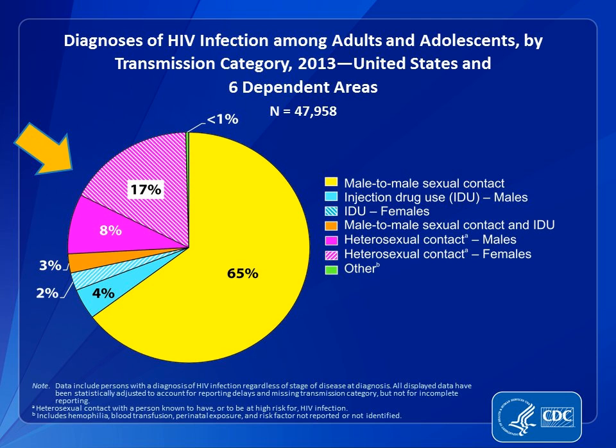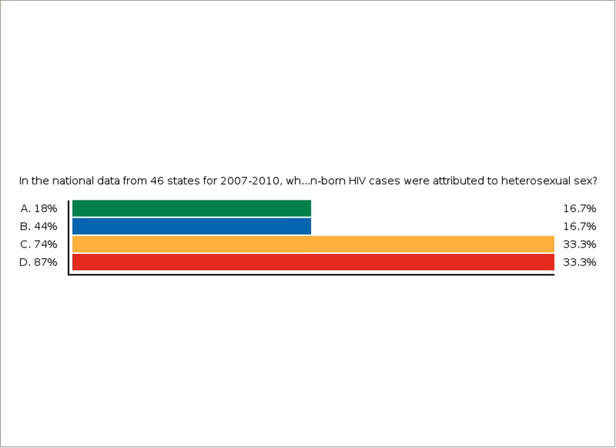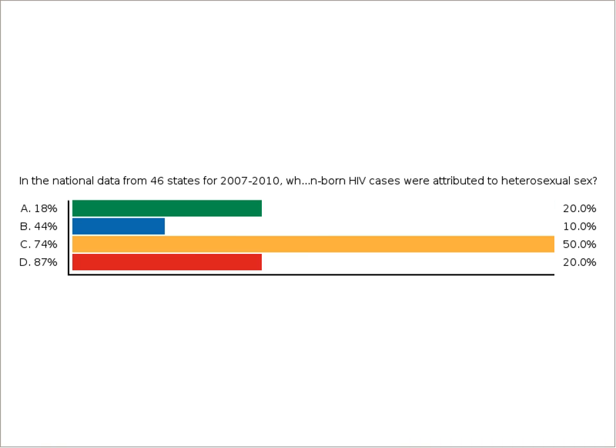However, the patterns we see in African immigrants are very different, and so this brings me to my next polling question, which is, in the national data that I mentioned earlier, including 46 states from 2007 to 2010, what proportion of African-born HIV cases were attributed to heterosexual sex in that analysis? So please choose your answer.